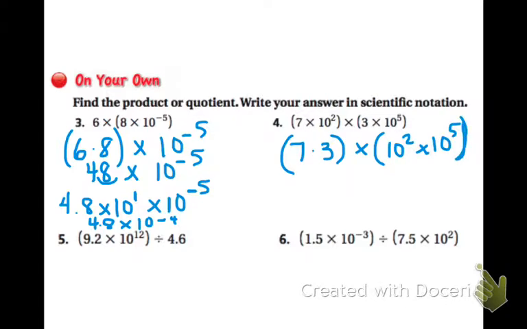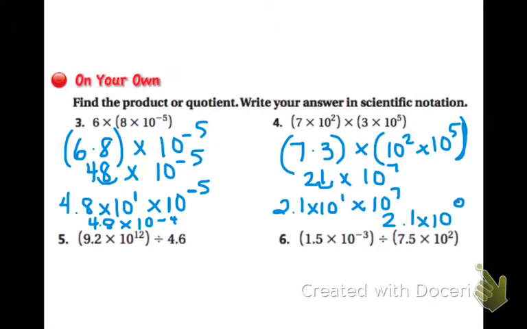So in that case, we can add the exponents. So 7 times 3 is 21, times 10 to the 2 plus 5, which is 7. But 21 can be written as 2.1 times 10 to the 1st power. And then we have this times 10 to the 7th. So now we're going to have 2.1 times 10 to the 8th power. Okay?